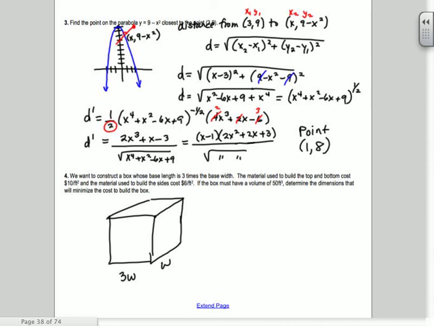Okay, so what are we missing? Height. So let's make it h for now. But I know my volume has to be 50 cubic feet. So I know 3W times W times h has to equal 50. So how can I rewrite h so that it's in terms of W? 50 over 3W squared, right? So that's really how we're going to write it.